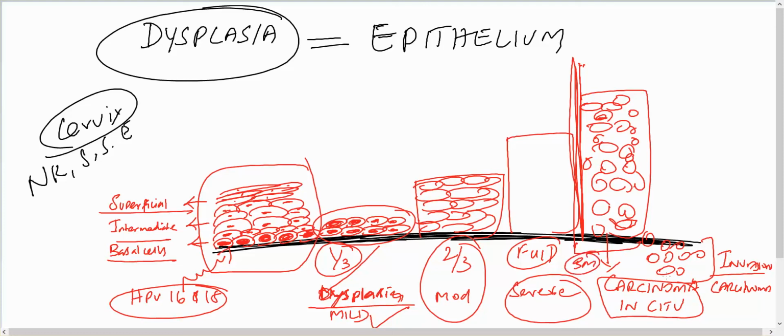So when the cells come out of the basement membrane, then it is an invasion. It is an establishment of carcinoma. So this is all about dysplasia.